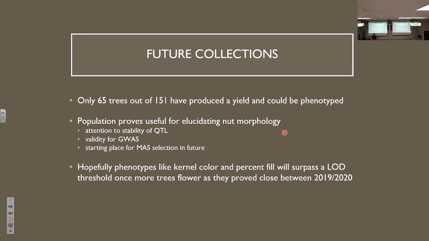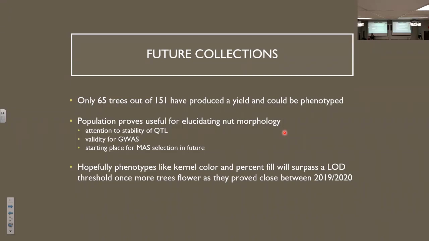Of course, we'll be paying attention to the stability of these QTL, hoping to see them in the same relative regions of the genome from year to year. But I think this gives us a starting point for perhaps a genome-wide association study, or like I mentioned, giving us a starting place to hopefully develop one day a marker-assisted selection system in pecan, which has huge benefits given its long juvenility period.